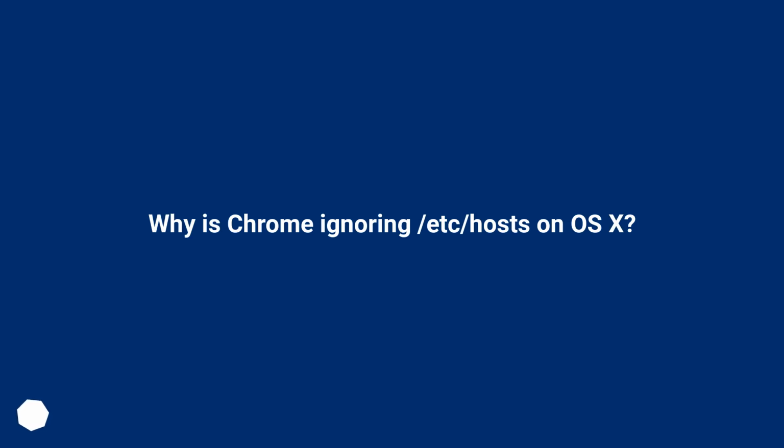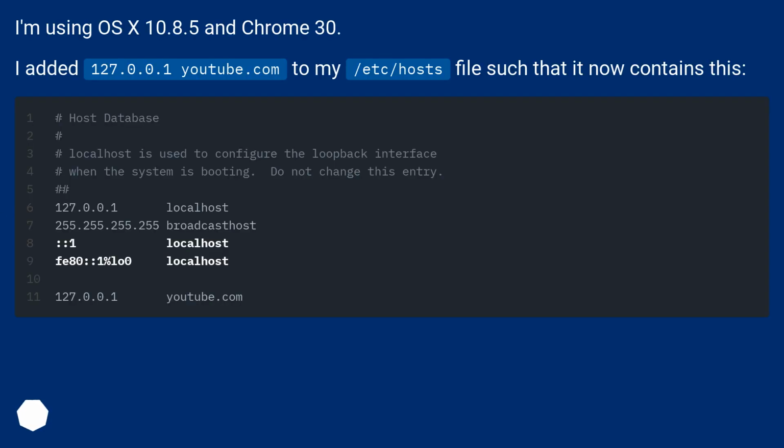Why is Chrome ignoring /etc/hosts on OS X? I'm using OS X 10.8.5 and Chrome 30. I added 127.0.0.1 youtube.com to my /etc/hosts file such that it now contains this.